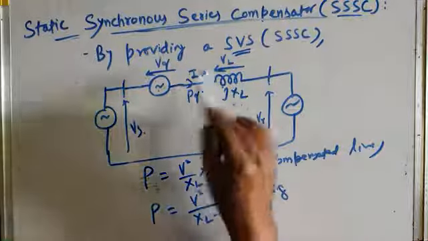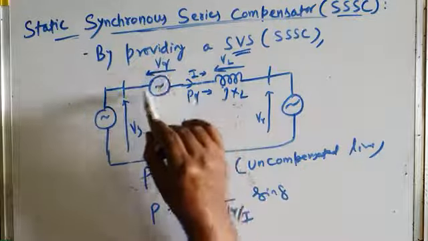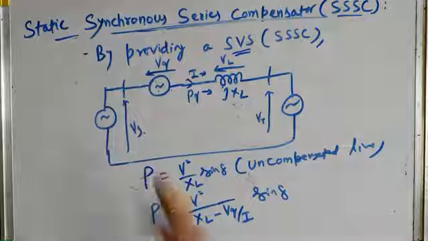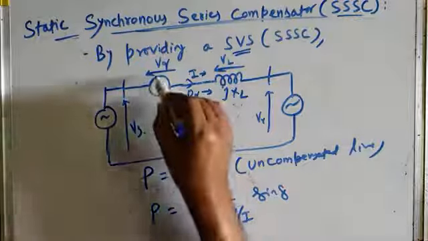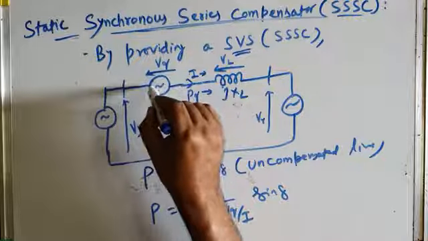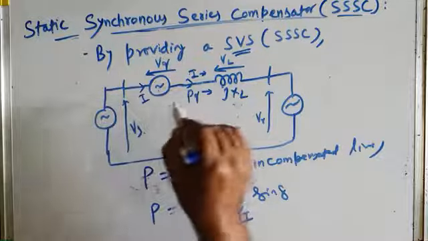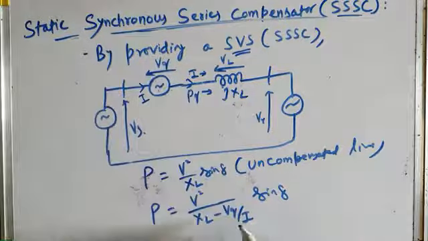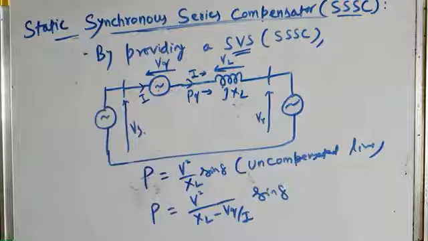Because what is the reactance? Reactance of the transmission line is XL, and when a voltage VQ is injected in series with the transmission line, it acts as a reactance. And what is the reactance? Reactance of the synchronous voltage source is the injected voltage divided by the current, and how much current is flowing in series with the transmission line? I. So VQ by I is the reactance, and this reactance subtracts from this reactance, so overall reactance decreases.